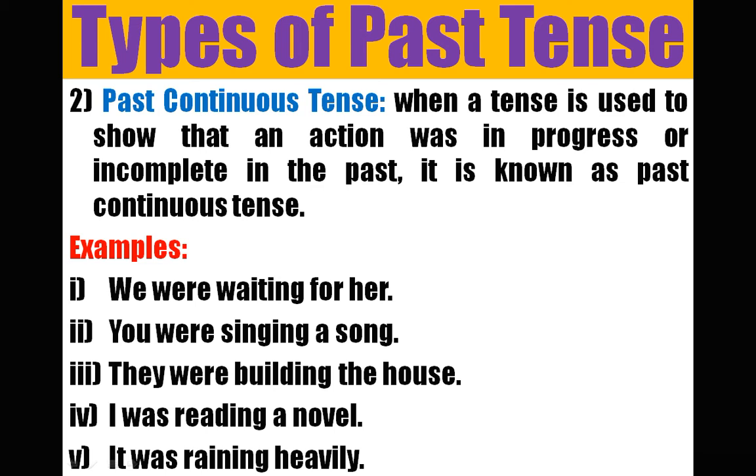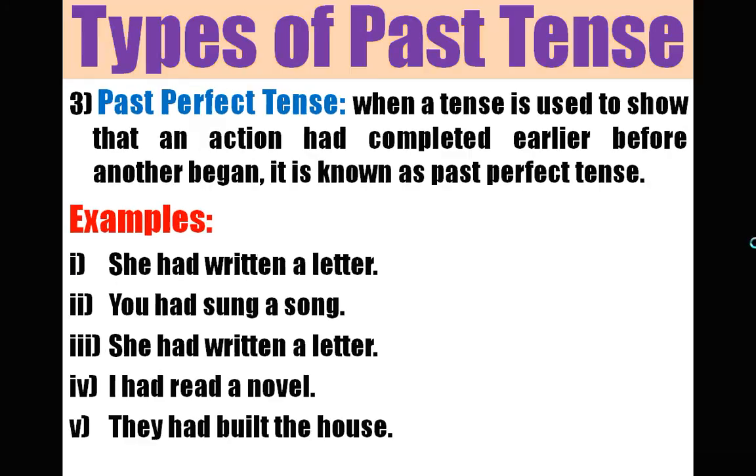And then, you were singing a song. We were building the house. I was reading a novel. It was raining heavily. All of these, was raining, was reading, were building, were singing, were waiting, indicate that the action is in past continuous tense. Okay, and look at it carefully again.